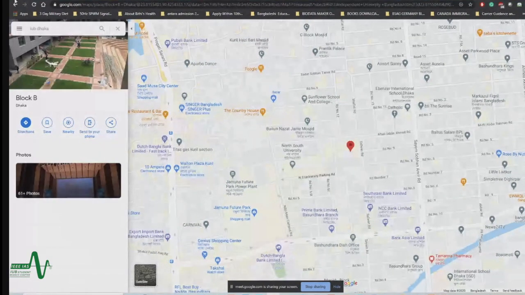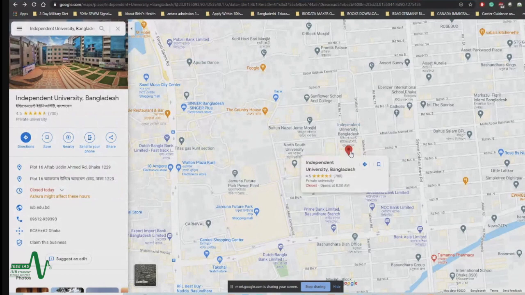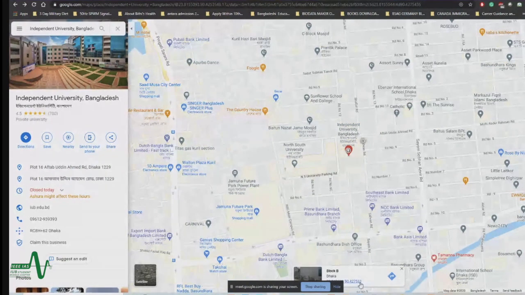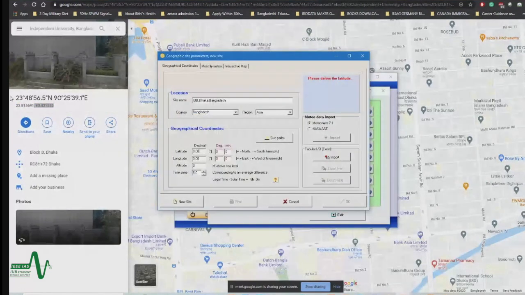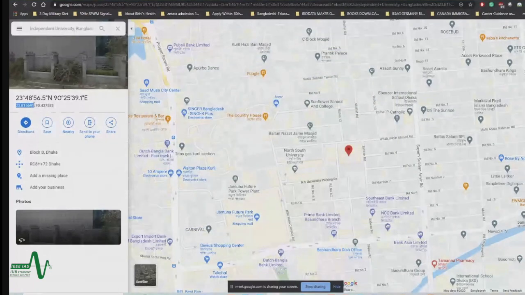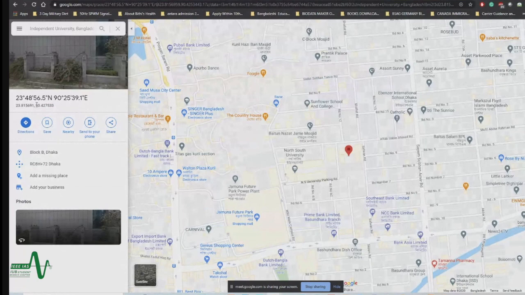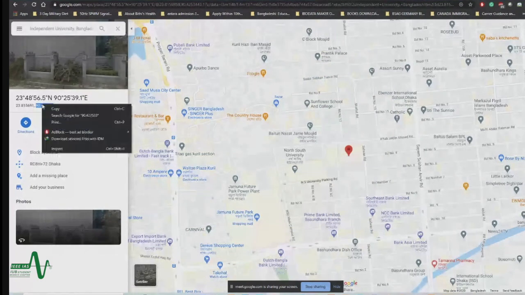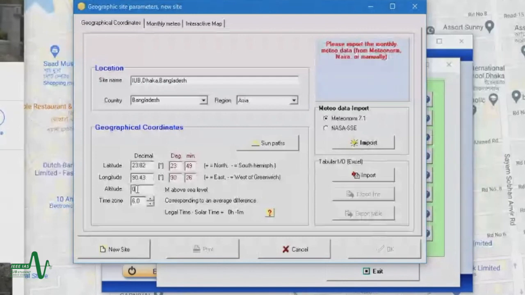Okay, so if we click on the same thing, at that time you can see here the latitude and the longitude value is already showing. So what we'll do, we'll just copy and paste these values. First copy the latitude value, and then paste it in here as latitude, and then copy the value of the longitude and paste it in here.